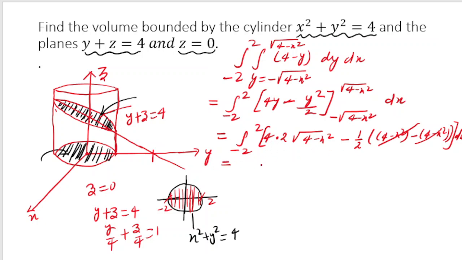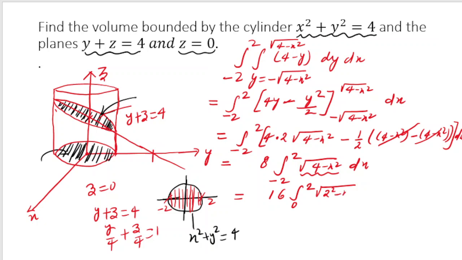So now I get 4 into 2, that is 8, and integration from minus 2 to 2 under root 4 minus x square dx. If you remember the concept of definite integration, I hope you will agree that this is an even function, 4 minus x square, because if you take x as minus x, you will get the same thing. So it can be written as 8 into 2, that is 16, and the limit will change from 0 to 2, and 4 minus x square can be written as 2 square minus x square dx.